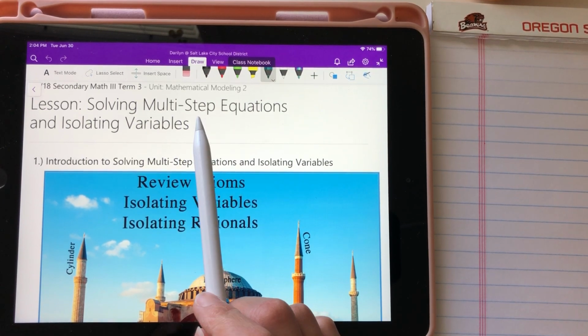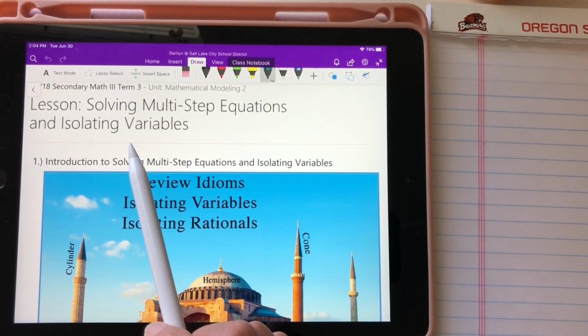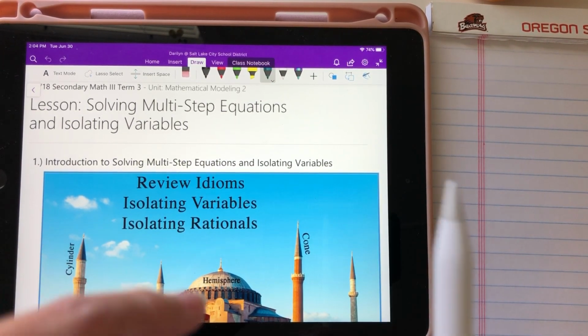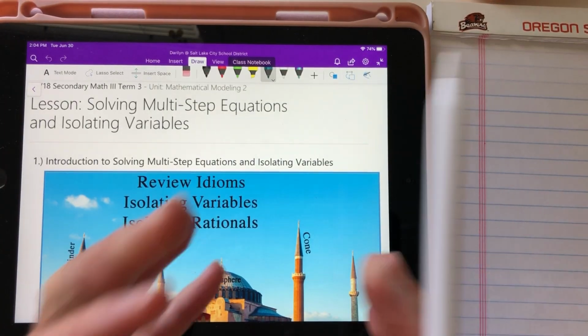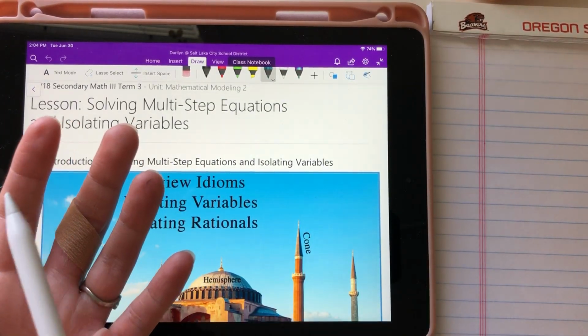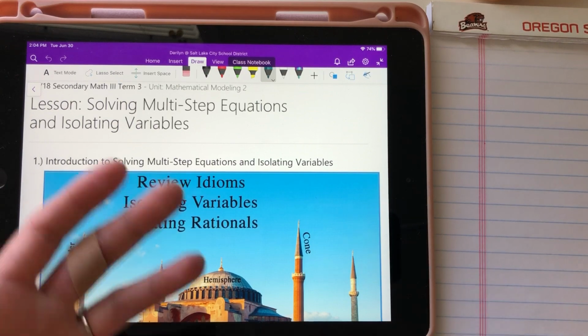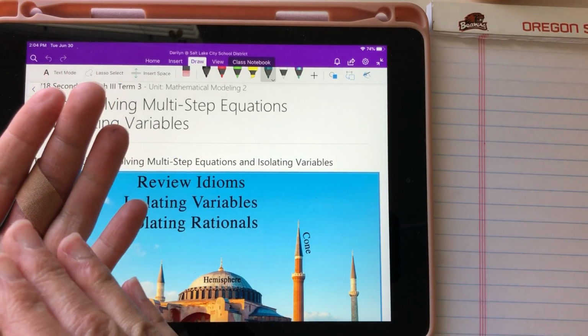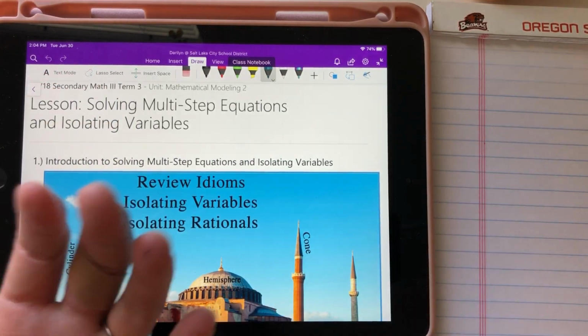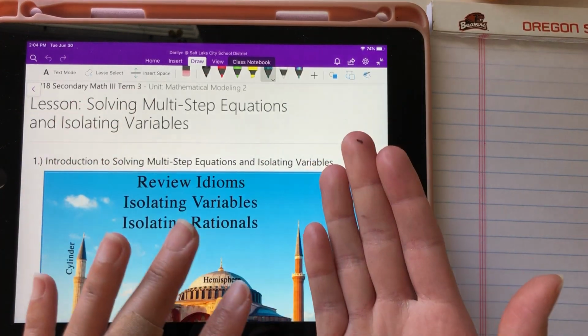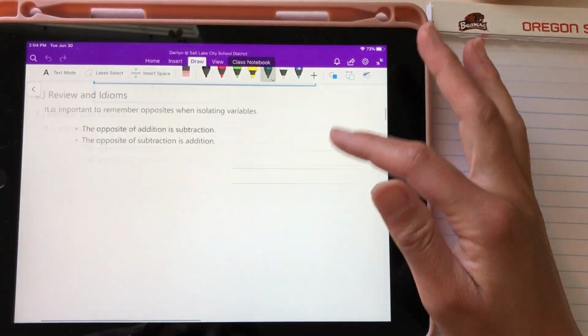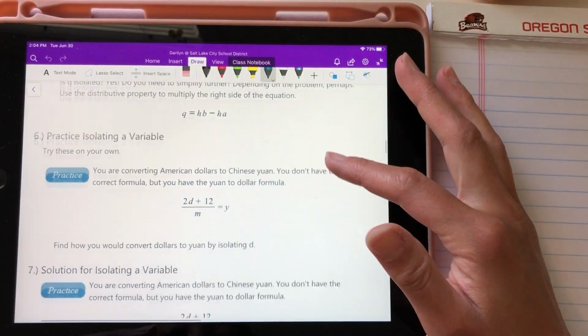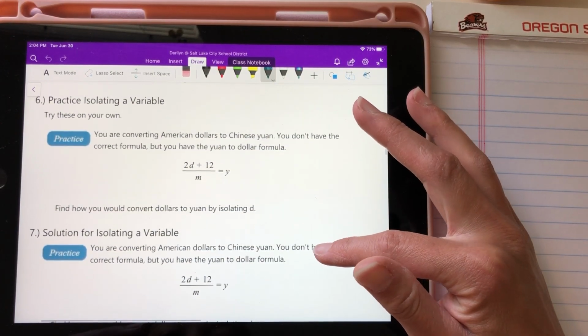So solving multi-step equations and isolating variables, this is essentially basic algebra. So stuff that you've learned in the past. What I do to one side, you do to the other, things like that. The opposite of addition is subtraction. The opposite of multiplication is division. So that's exactly what we will be doing in this lesson. So let's just go ahead and get started.